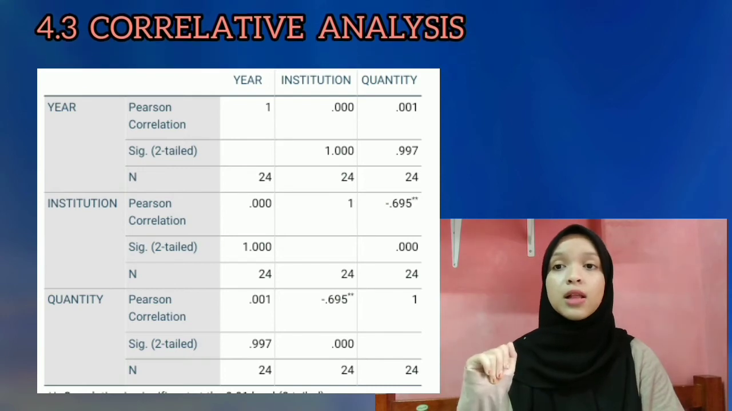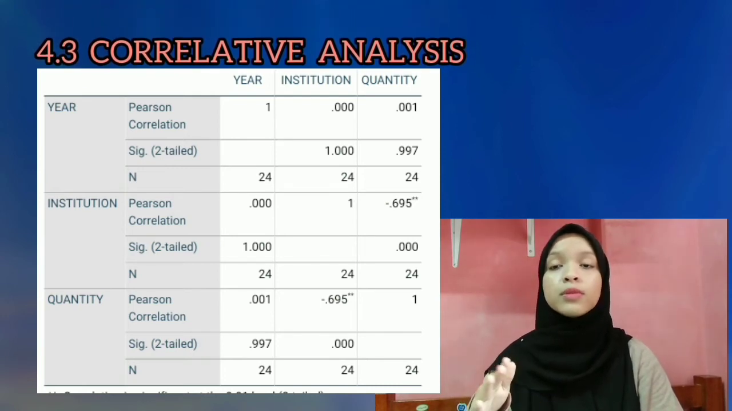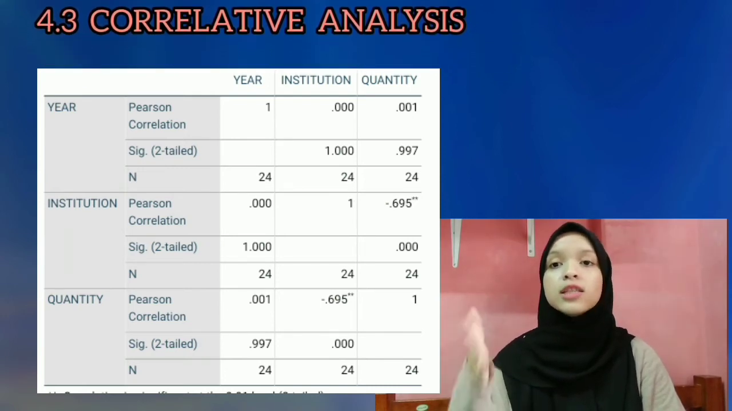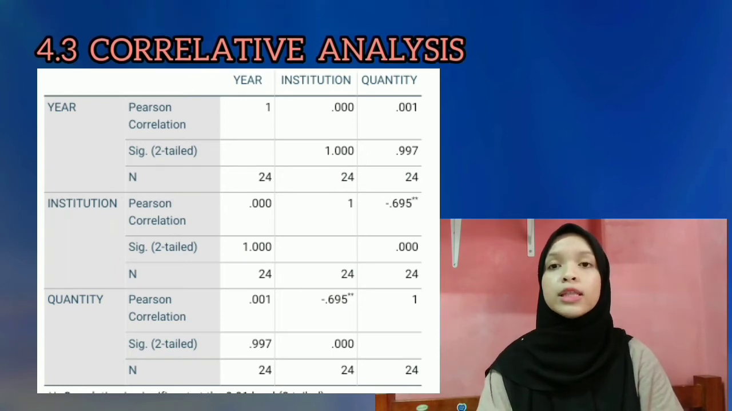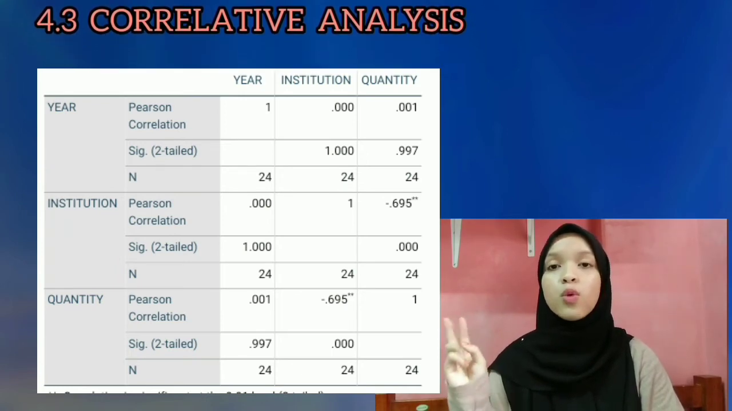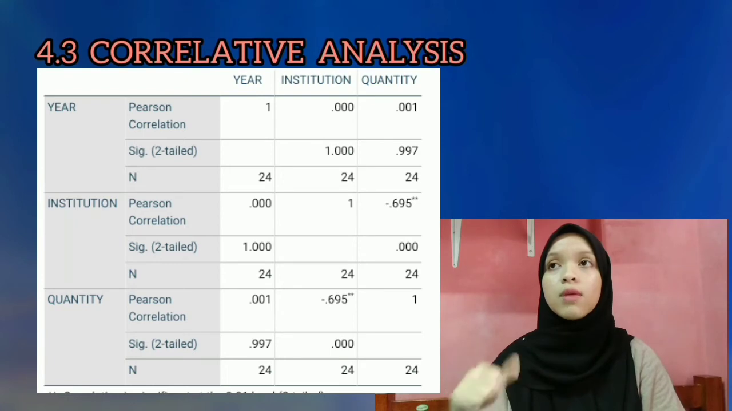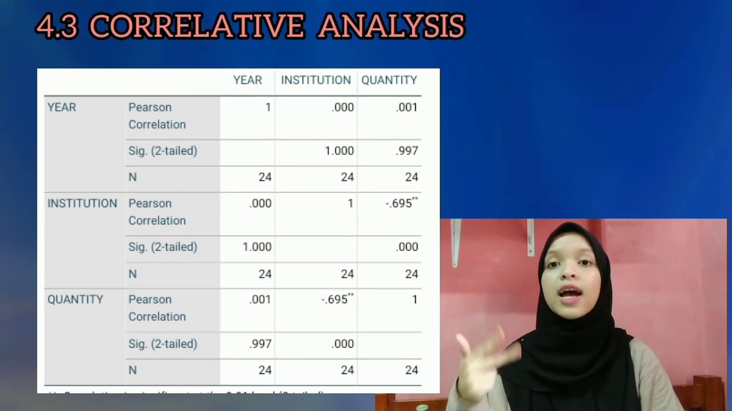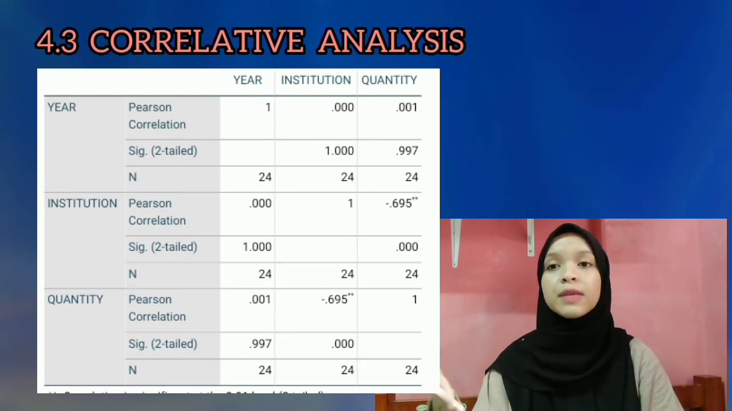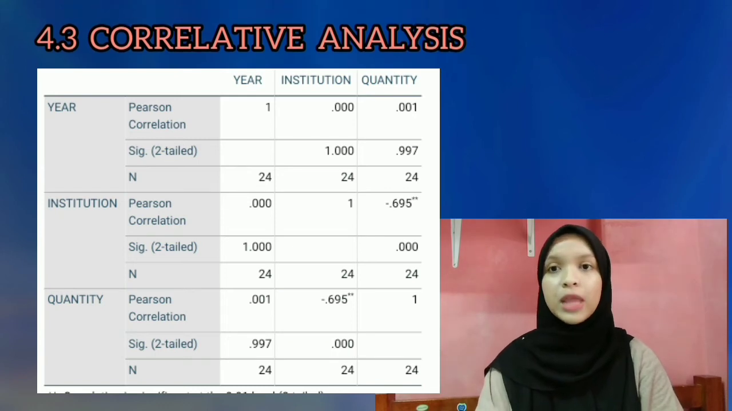Today I will talk about the correlation analysis. This is the correlation analysis table from SPSS. The correlation table is between the years and institution. We have three institutions: primary school, secondary school and higher education, and also quantity based on the data.